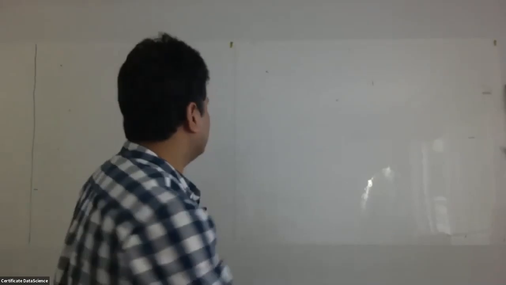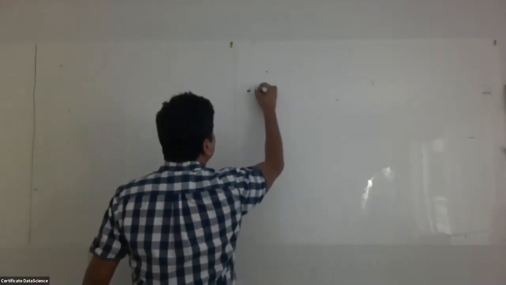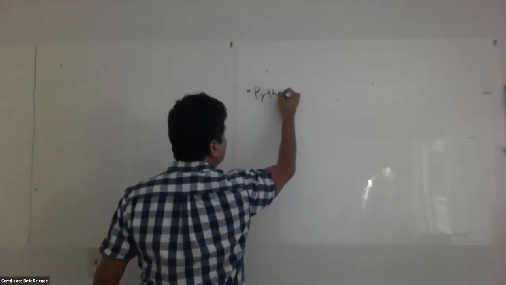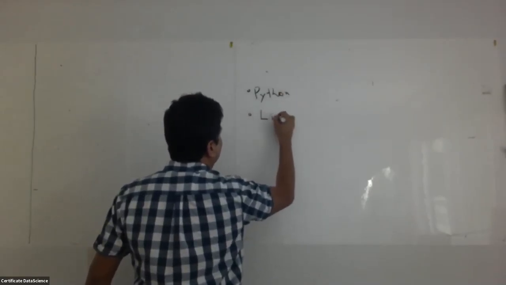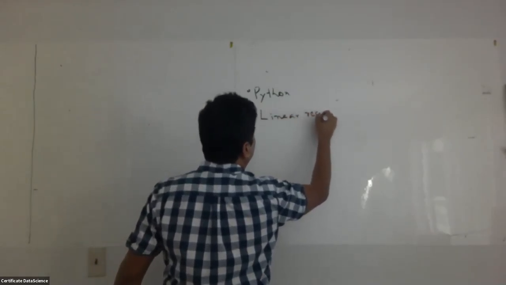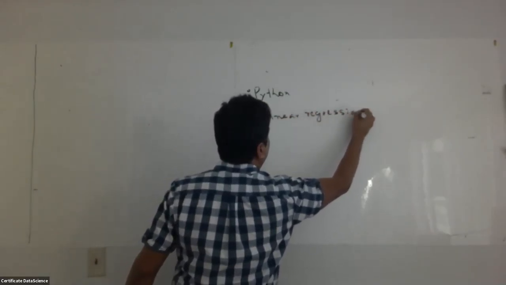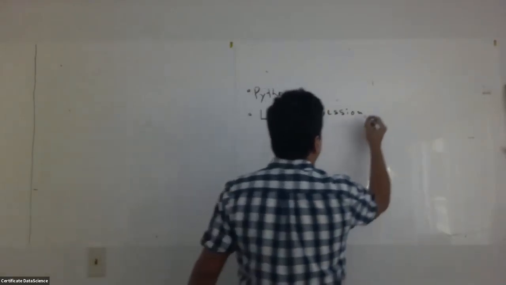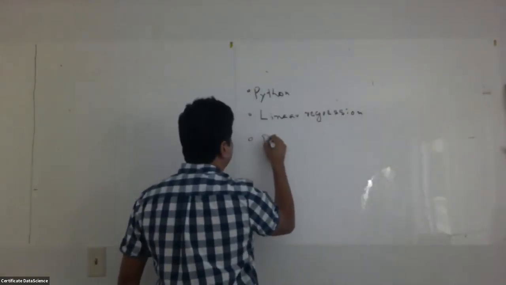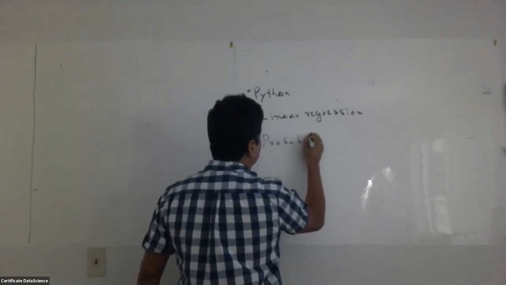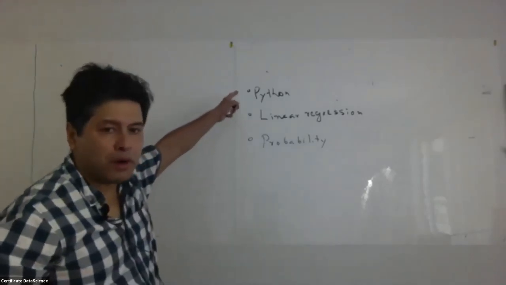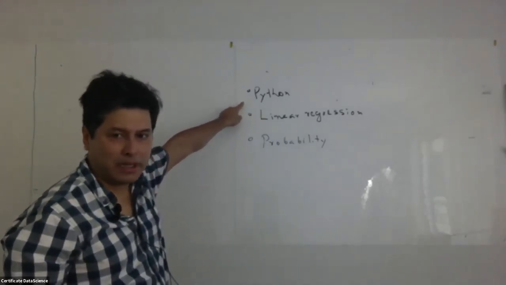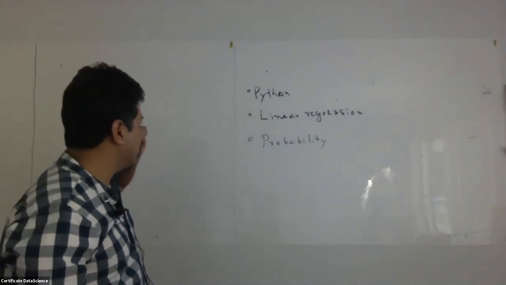So today I'm going to focus on three things. First, I want to give you an idea about Python, and we'll go step by step, slowly. Then I'll give you a full data analysis, linear regression based. And then we'll do some probability. I realize that a lot of you are absolute beginners in Python, so we'll go very slowly, step by step.